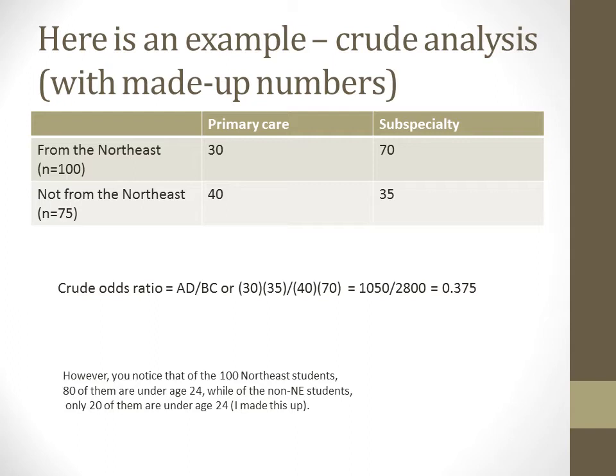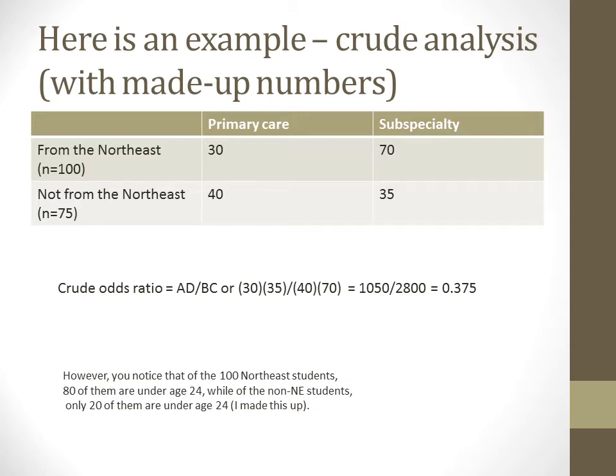So the odds ratio, as you recall, is A times D over B times C, or 30 times 35 over 40 times 70, and when you do it all out, it's 0.375. In other words, students from the Northeast are 0.38 times as likely to go into primary care as students not from the Northeast, so they're less likely.